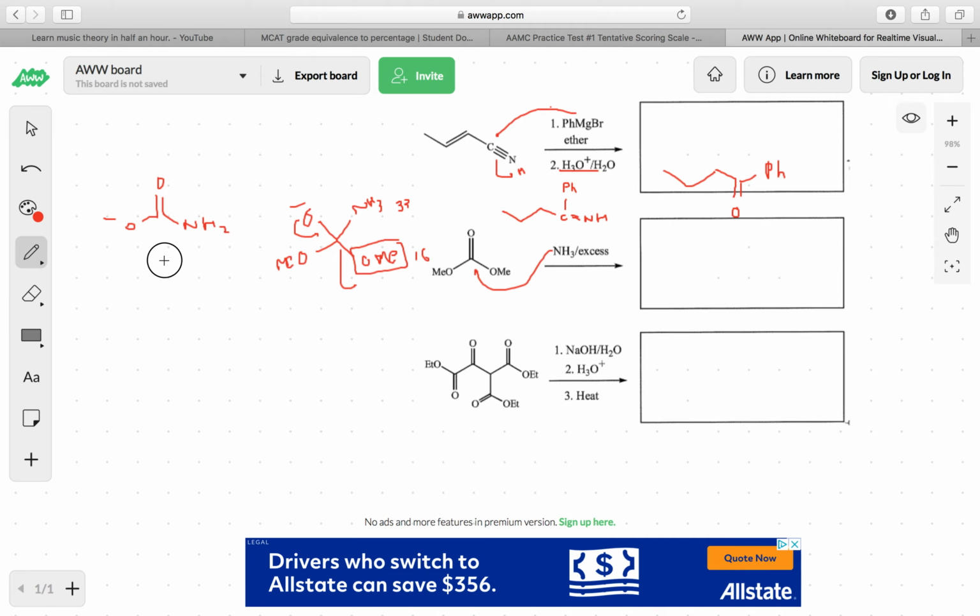And then afterwards you're going to attack it with another NH3, and then you're going to push it up, it'll come down, it's going to kick off this O-methyl, so you'll be left with this product.